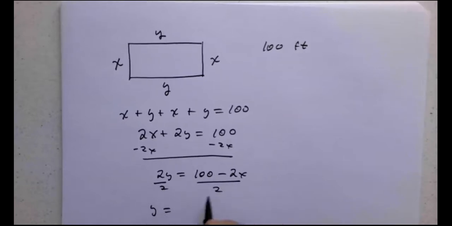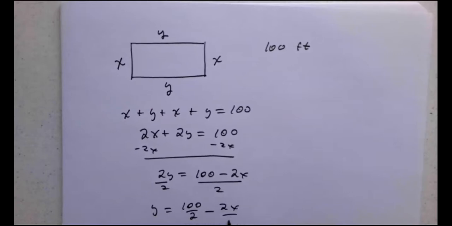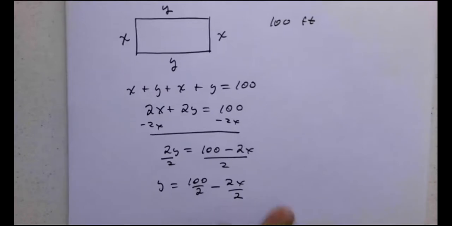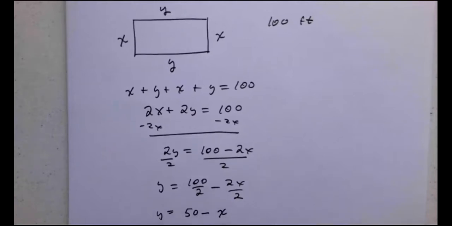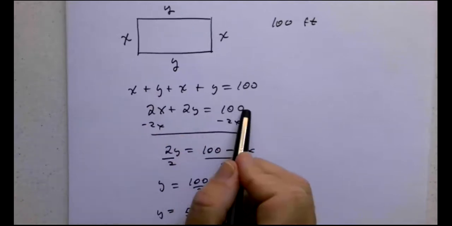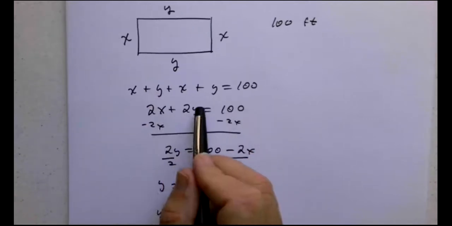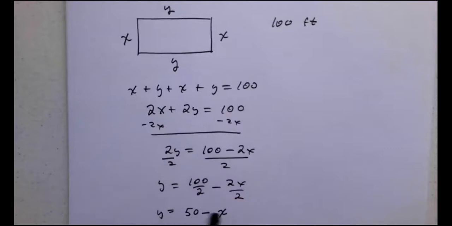So I get Y is 100 over 2 minus 2X over 2. So then Y is 50. 100 over 2 is 50. Minus 2X over 2 is X. So we've solved for Y. We have our relationship with the perimeter of the rectangle with width and length, and we solve for length Y in terms of the width. So we have Y is 50 minus X.